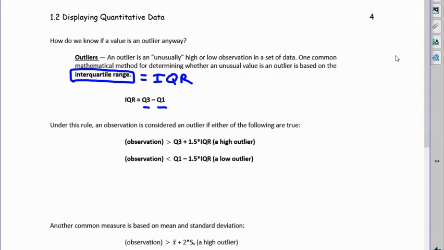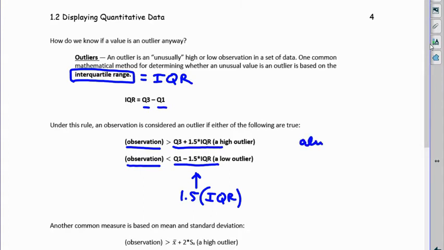Then what we need to do is know what 1.5 times the IQR is, because that 1.5 IQR is going to get added to quartile 3. And if you are above that value, you will be considered a high outlier. If you take quartile 1 and subtract 1.5 IQR, if you are below that value, you are considered a low outlier. This method always works to find outliers.